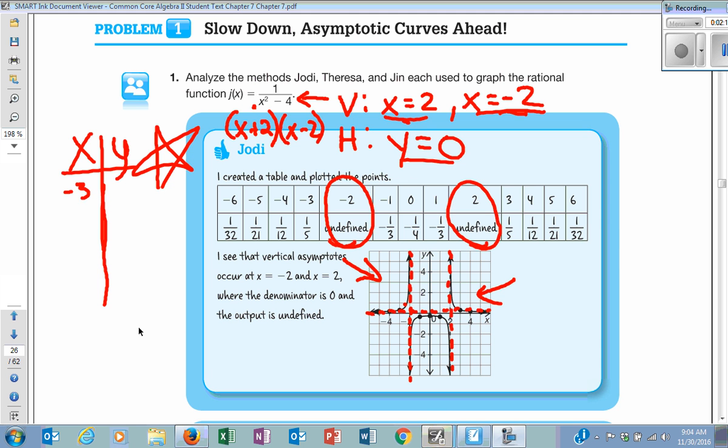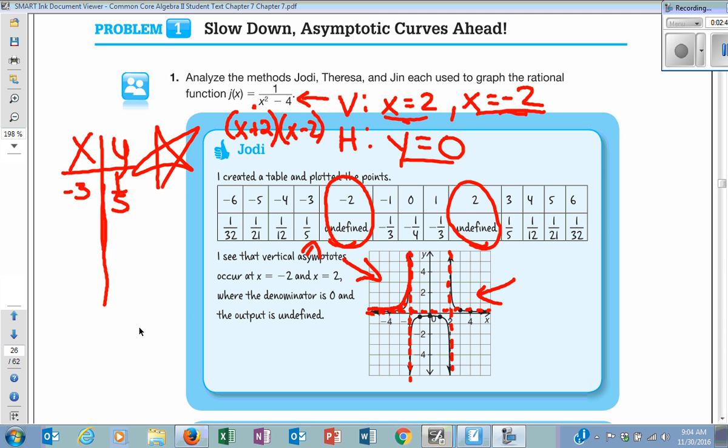So if you plug in negative 3, you see what you get. Negative 3 squared is 9. 9 minus 4 is 5. 1/5 would be your answer, which is exactly what she got right here. And so you see that at negative 3, it would be 1/5. It's going to be really small right there. So that's why she got this graph to look like that. We understand that it's up.